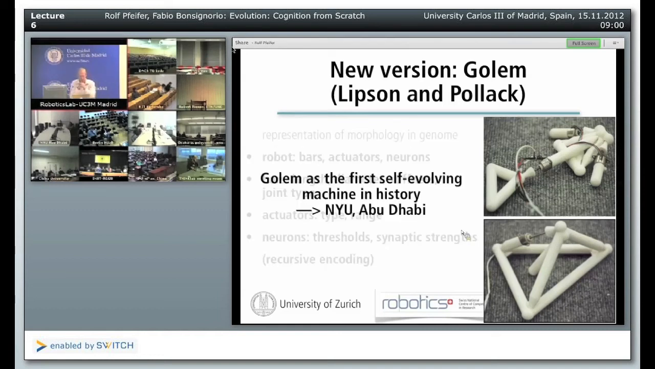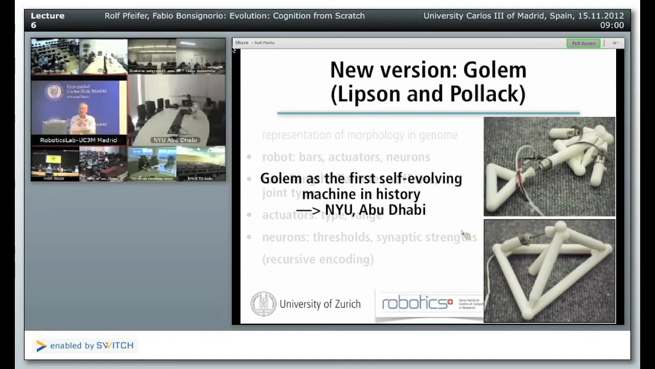Now, maybe we can have NYU in Abu Dhabi connected. Maybe we can have a brief statement about the Golem project, and to what extent do you think these claims are justified? Yes, you want to... We can't hear you. Yes, hello? Yes, hello. It's okay now. Hi. Yeah, we actually don't have any background on that topic. Oh, okay. Okay, it's no problem.